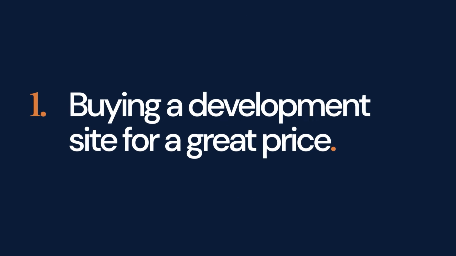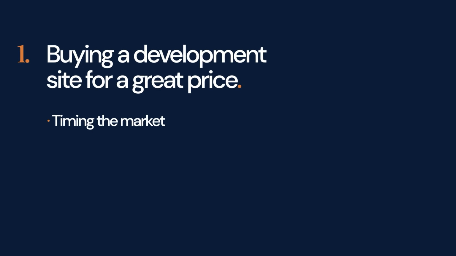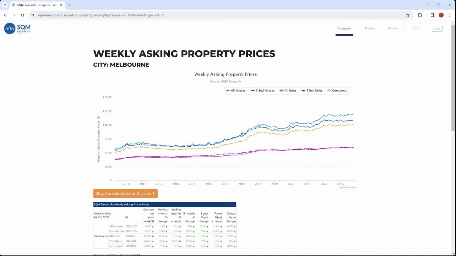The cheaper the development site, the higher the profit margin. So what are some tips to buy great sites for a bargain price? Timing the market to buy low is the most common strategy to buy a development site, but it's easier said than done. Understanding market cycles is crucial when it comes to timing the property market. By studying historical trends, you can identify patterns and gain insights into when the market may offer favourable conditions for purchasing property at a lower than normal price.